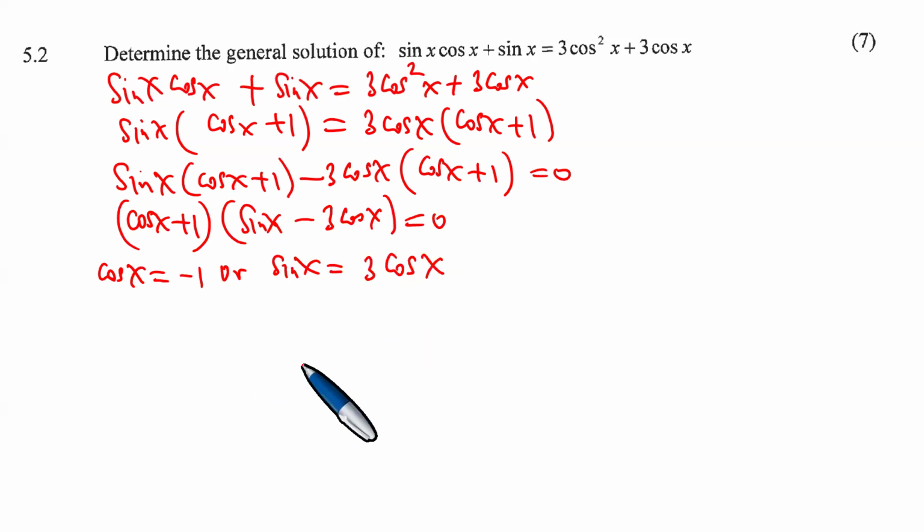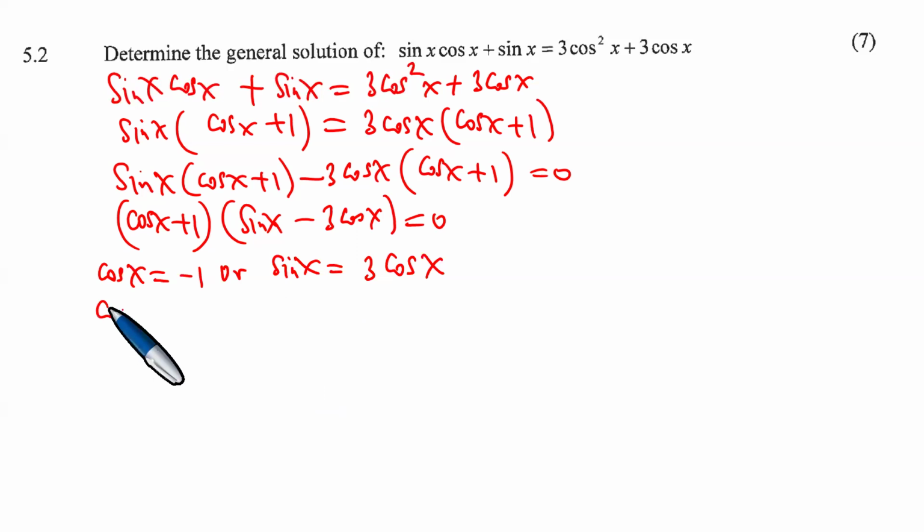And then what do we do here? Reference angle. Yeah, we get our reference angles. Well done. We get our reference angles.